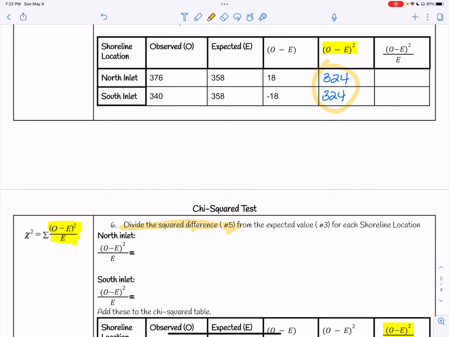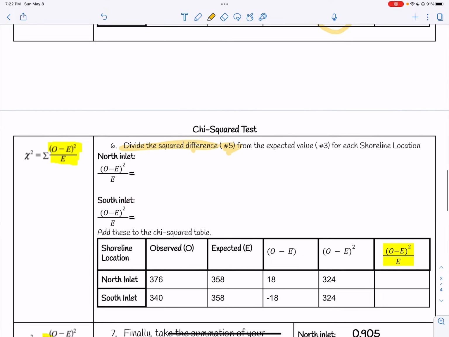We did the difference, observed minus expected, and then squared it. Divide the squared difference by the expected value from number 3. And to get the expected value, again, we added up both of the observed and then divided by 2, just to get their average. Because the expected value is what you would expect if there was no significant difference between the data sets, or specifically the microplastics in the north and the south inlet.